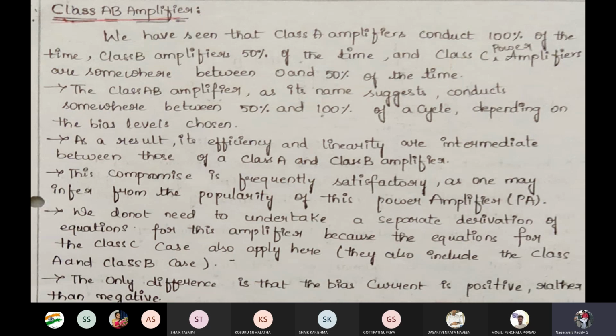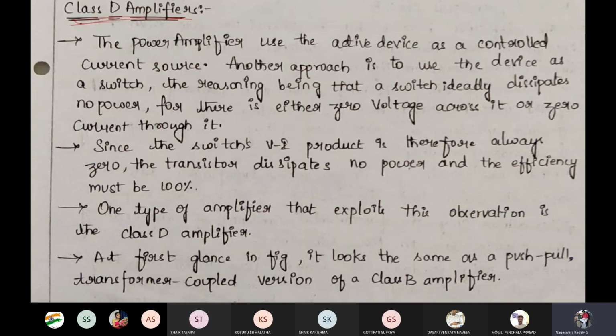Coming to the class D amplifiers, they use two transistors. Of these two transistors, one transistor is on and the other is off. So they are working as switches. There is no power dissipation, because across the transistor there is either zero current or zero voltage. That's why there is no power dissipation in the case of class D amplifiers.